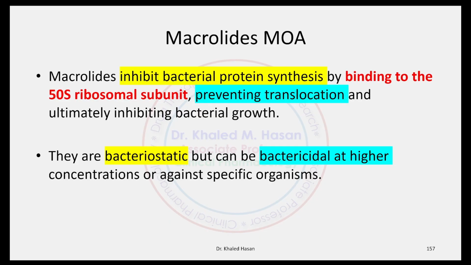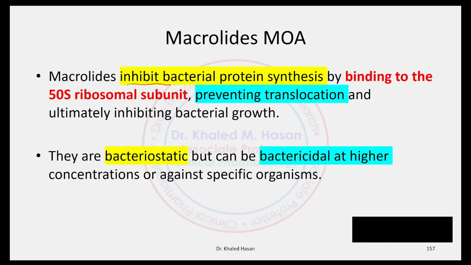Today we are going to continue our discussion about antibiotics, and we are going to explain the macrolides. This slide explains the mechanism of action of macrolides. Macrolides are a group of antibiotics that inhibit bacterial protein synthesis by binding to the 50S ribosome subunit.